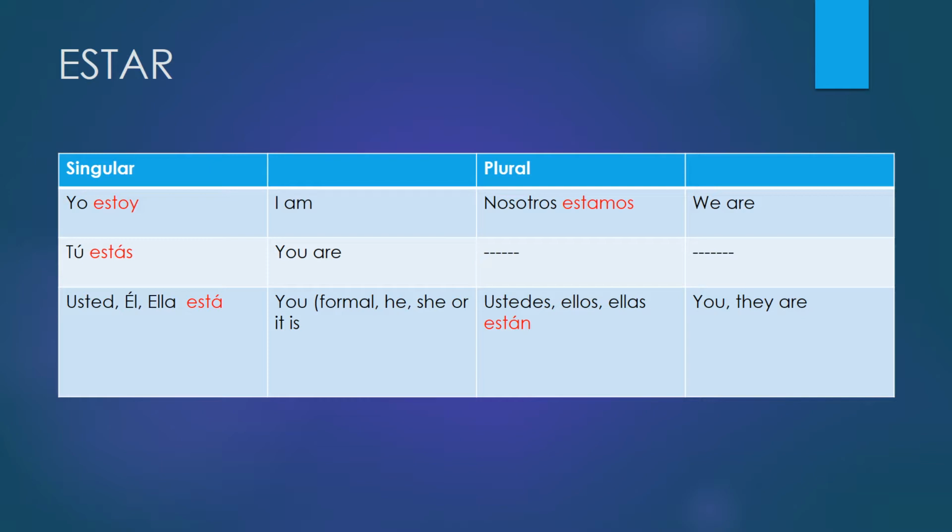Yo estoy, tú estás, usted, él, ella está, nosotros estamos, ustedes, ellos, ellas están. As you can see, although this is an AR verb, it does not follow the typical AR pattern. So you have to memorize the forms of estar. You will use estar in many situations in Spanish, so please, please, please go over this verb chart and have it memorized. Estoy, estás, está, estamos, están.